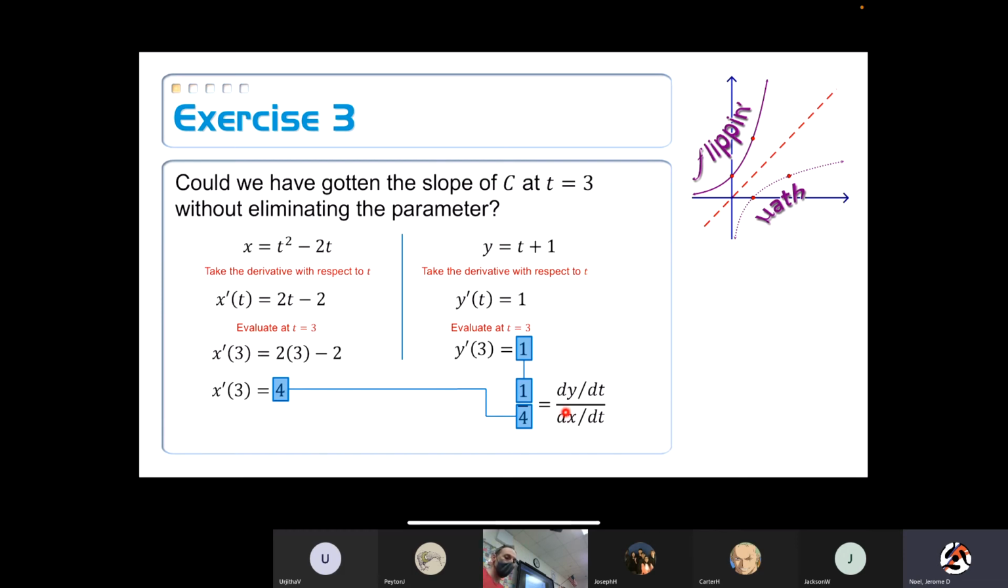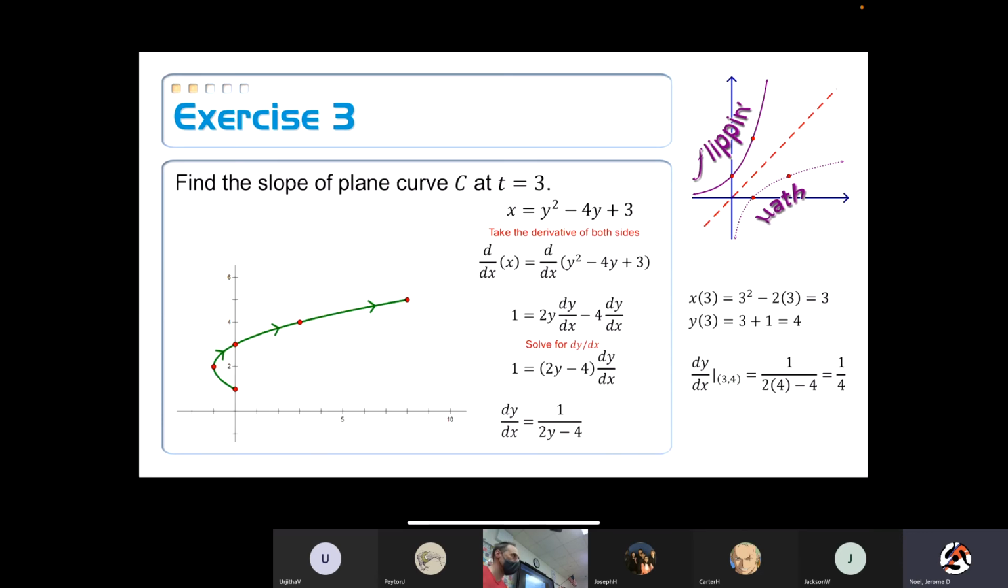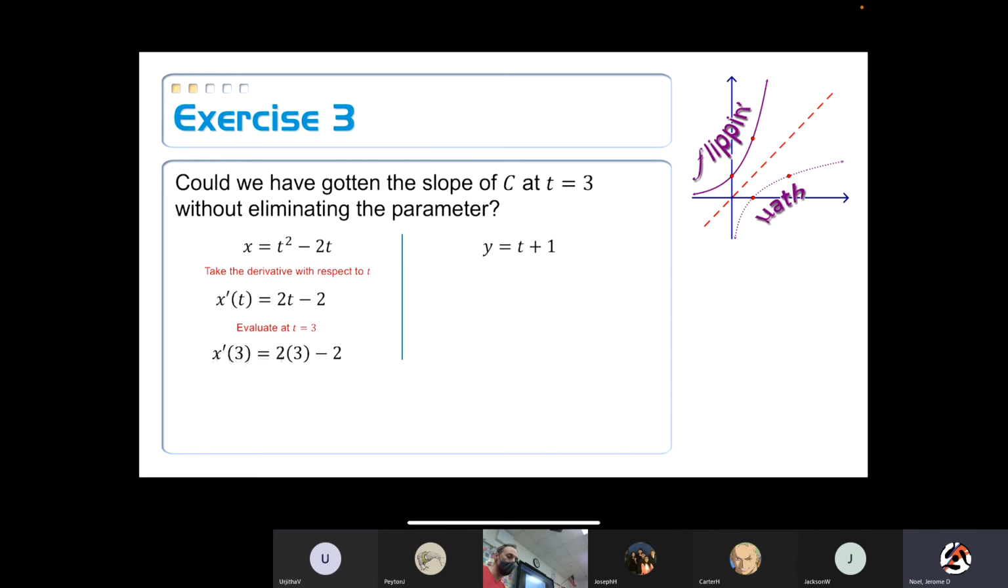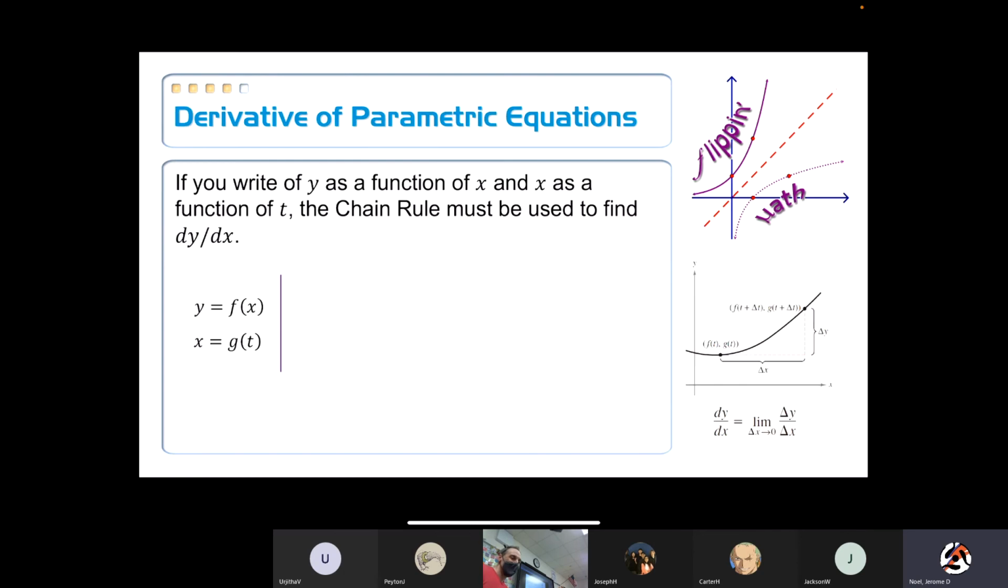So if you look at the formula right here, this dy dt over dx dt, you can almost think of it as the dt's cancel out and you have your dy dx that we're used to, right? So when I go back to whenever we did the slope this way, that's not how you do it. That's extra because you would have had to eliminate the parameter, get a regular rectangular equation, and then take the derivative. That's too much work. Instead, we just do it like this, which is dy dt over dx dt. The second derivative, though, not so easy. All right, so derivative of parametric equations.